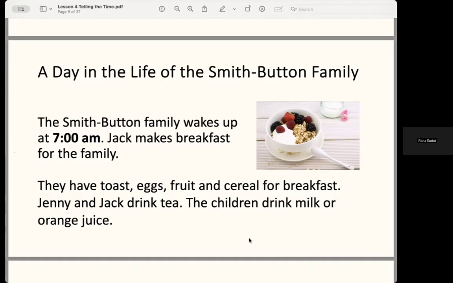Okay, Rana, can you read from the top, please? A day in the life of the Smith Button family. The Smith Button family wakes up at 7 a.m. Jack makes breakfast for the family. They have toast, eggs, fruit, and cereal for breakfast. Jenny and Jack drink tea. The children drink milk or orange juice. Thank you, Rana. That was great.